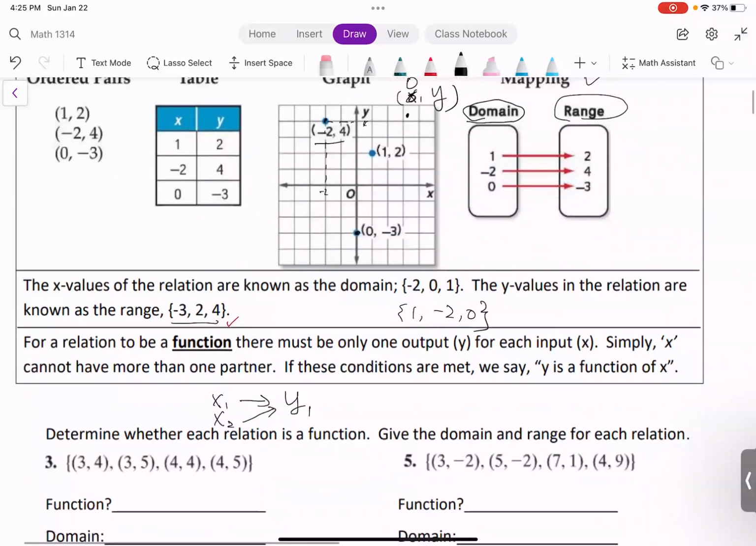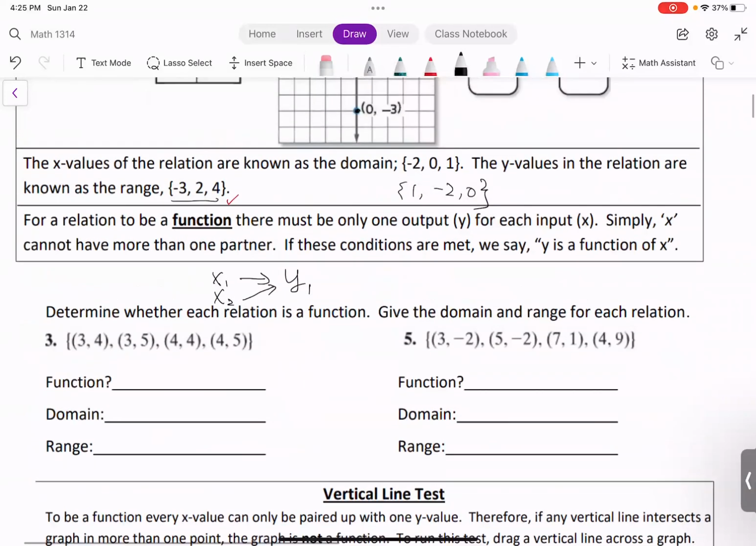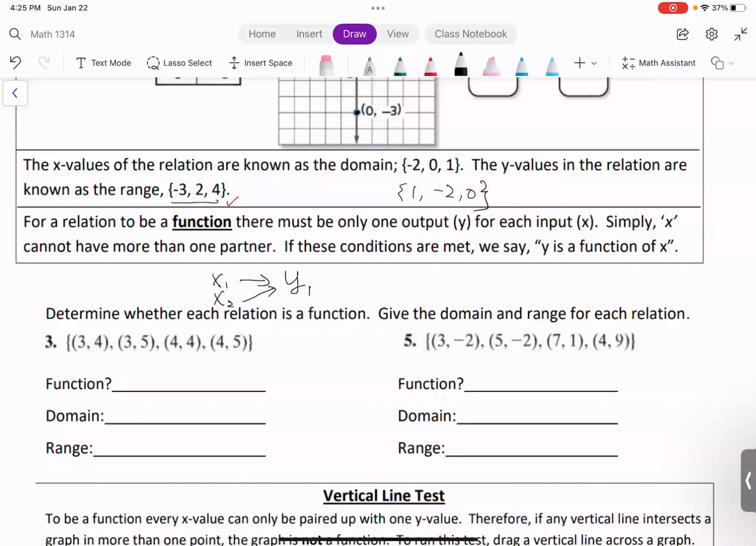Okay, let's see the next example. Is this one a function? If it's a function, the same X cannot have two different Y values. Let's see, the first point, 3, 4. So 3 is here, Y value is 4. Next point, 3, 5. So they have the same X value, but they have different Y partners. That means this is not a function. Let's put this, not a function. And another 2 points, 4, 4 and 4, 5. Same X, different Y. Okay, this is not a function.